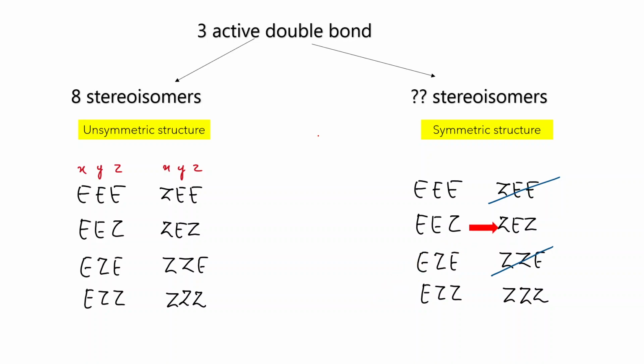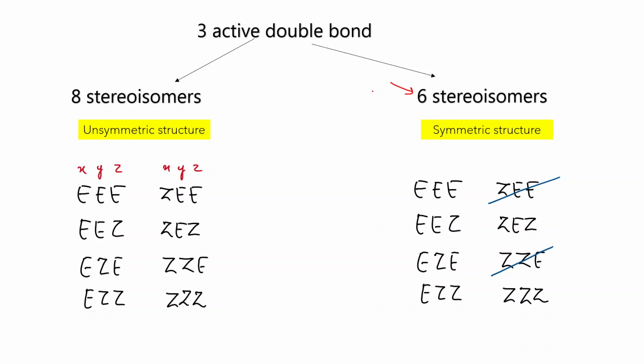ZEZ, that's a palindrome, and ZZZ, that's a palindrome, so you're not going to get their pairs, which you would have to cancel. So this EEZ molecule was repeated twice in this total number of sequences, and this EZZ was repeated twice in this list of sequences. And so you cut these extra molecules out, and then you figure out that there will be 6 stereoisomers. So this is the plan.